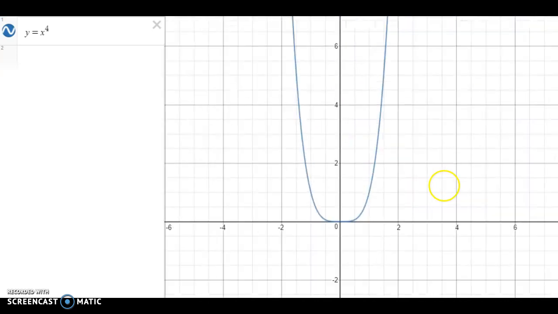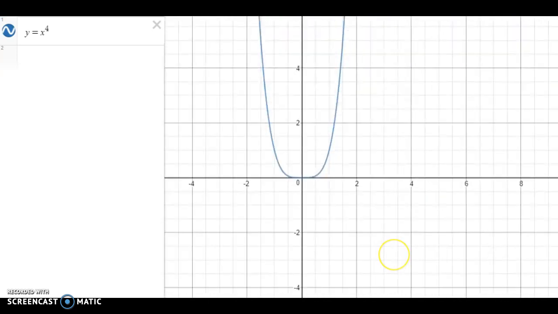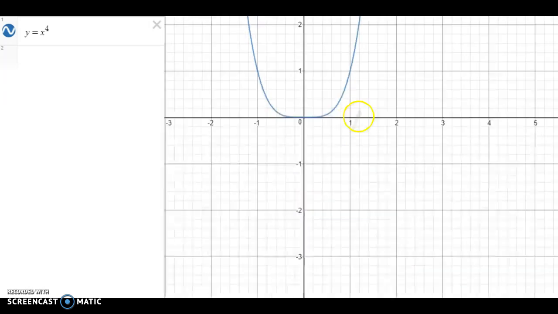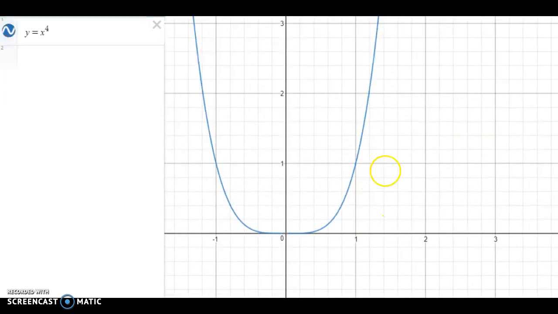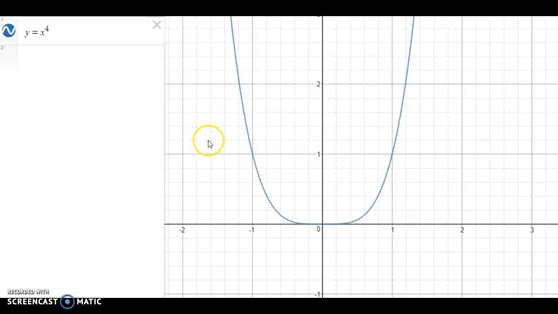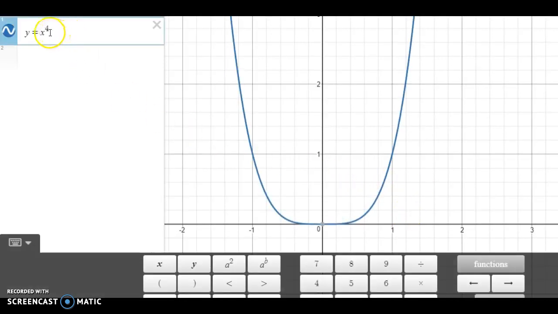Okay, so notice this one. It looks like a U shape, but it's a little different. And it turns out, if we zoom in a little bit, it'll still look like a U shape here. But if we add extra numbers in there, it actually can turn into a W, which is a little different here.